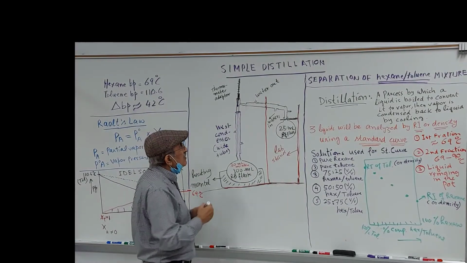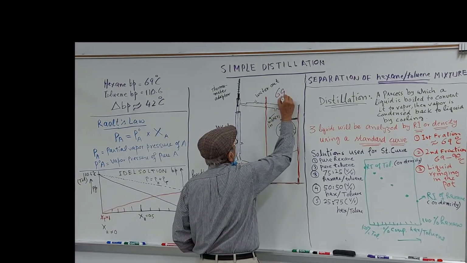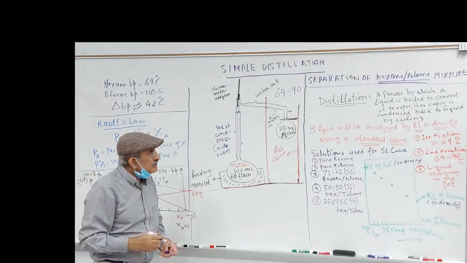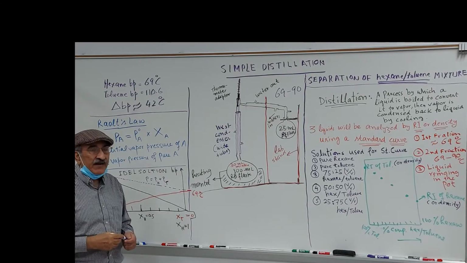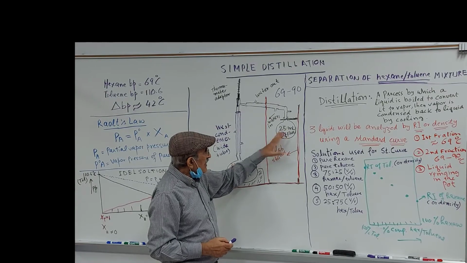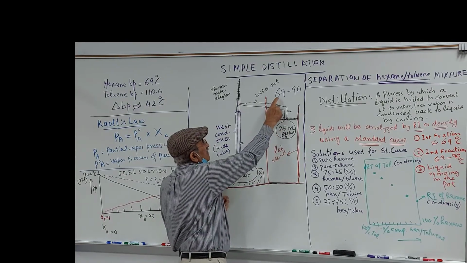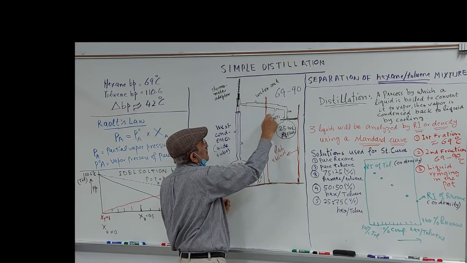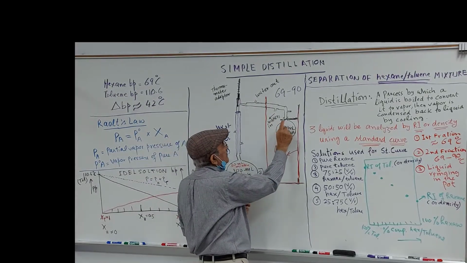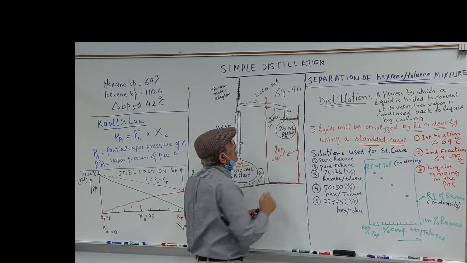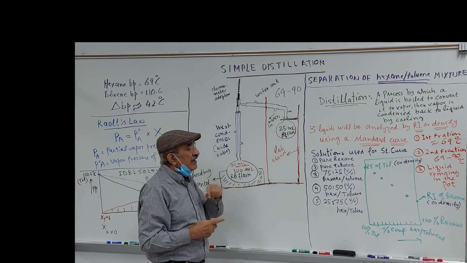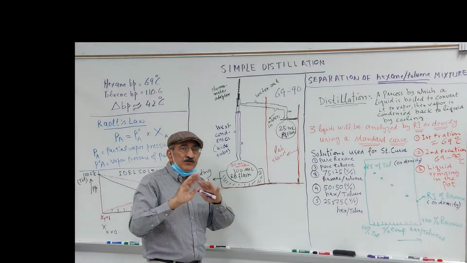So you collect the fraction that comes out between 69 and 90 degrees Celsius. It's a big range. When the temperature goes down from 69, you remove the flask and insert another flask, and that second flask should collect the 69 to 90 degree liquid. This liquid will have more toluene. So there will be a second fraction. That's all.